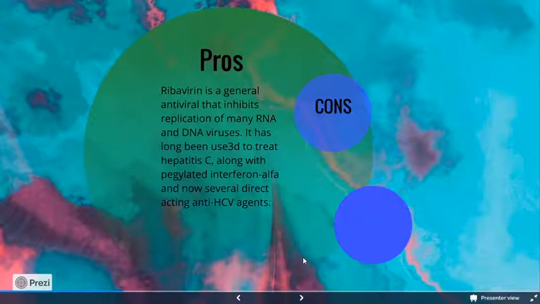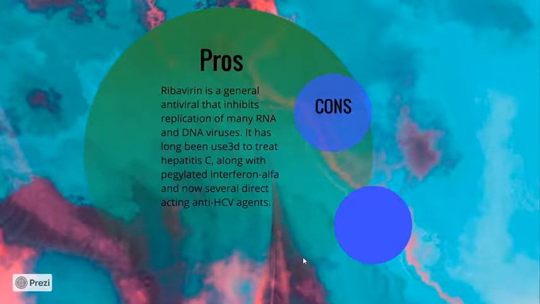Pros and cons. Pros: Ribavirin is a general antiviral that inhibits replication for many RNA and DNA viruses. It has long been used to treat hepatitis C along with pegylated interferon alpha and now several direct-acting anti-HCV agents.